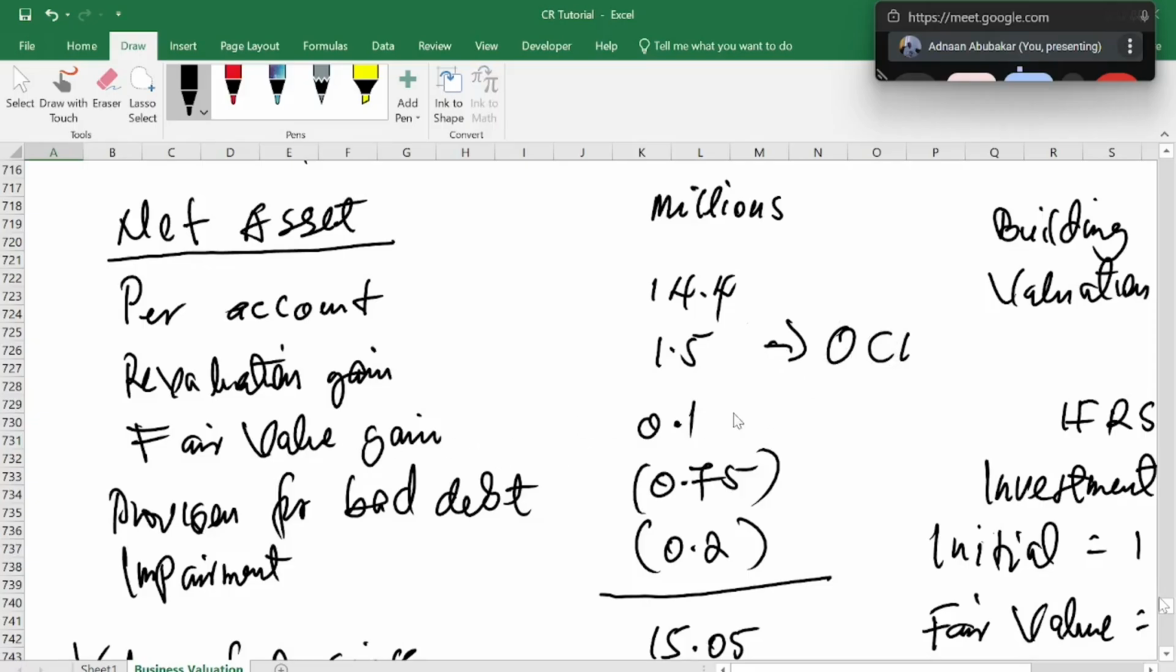This fair value gain, they've already told you in the question that they are reporting it through the profit and loss account. So this one will go to P&L, so it will affect it. Now, this is provision for bad debt, and I told you that provision for bad debt goes to P&L and affects your statement of financial position as well. And then impairment, IAS 36, also affects P&L and the statement of financial position. So you should be very mindful of that.